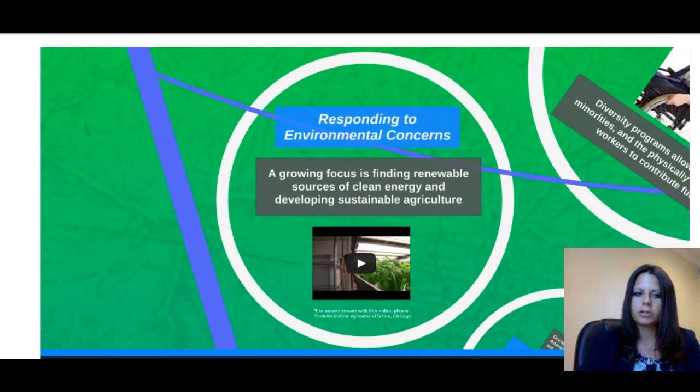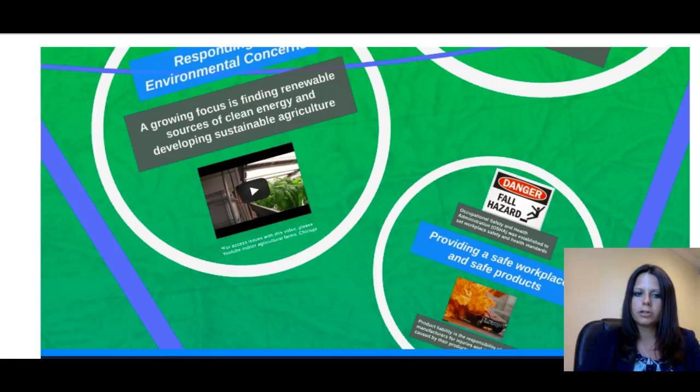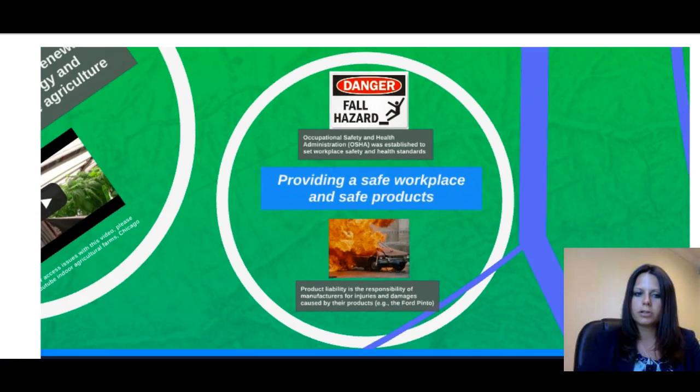Organizations also are responding to environmental concerns. There's a growing focus in finding more renewable sources of clean energy and developing sustainable agriculture, for example. You'll see a lot of organizations making efforts to, again, reduce waste and reuse and recycle, as we talked about earlier with sustainability.